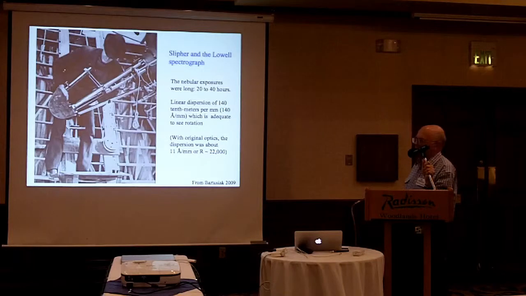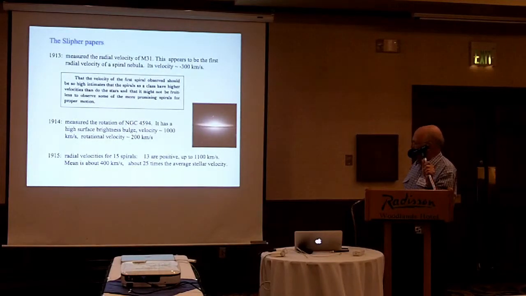This, for people like me who've done nebula spectroscopy in the past, is quite adequate for seeing visually rotation in a spiral galaxy. With the original optics, just for contrast, the dispersion was about 11 angstroms per millimeter, or a resolution of 22,000, which is at the low end of what we would now call high-resolution spectroscopy.